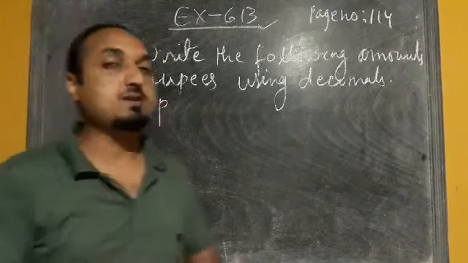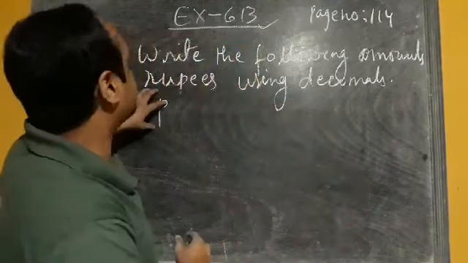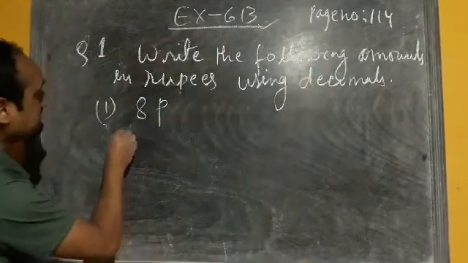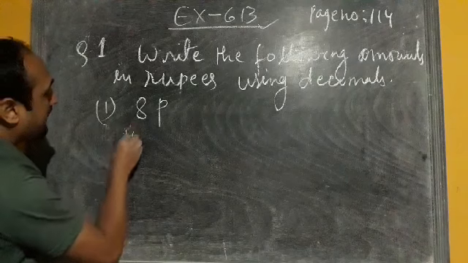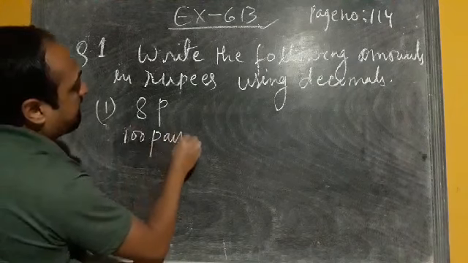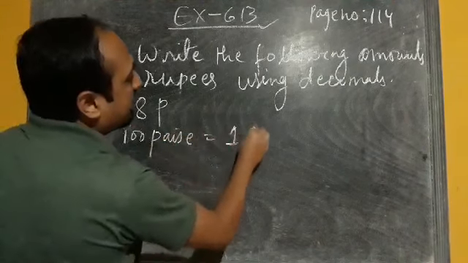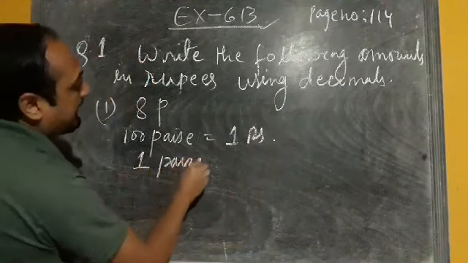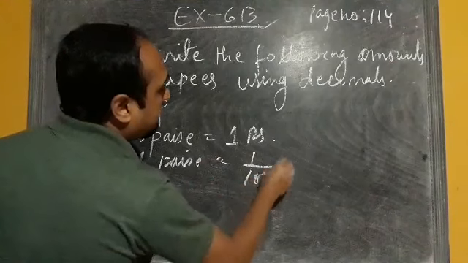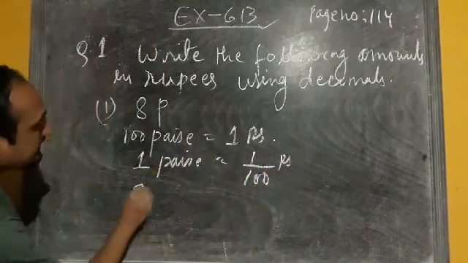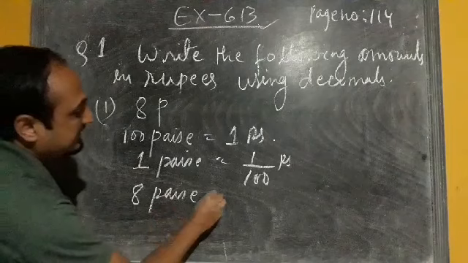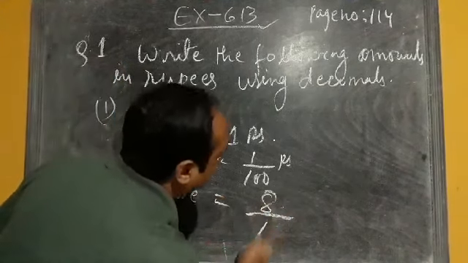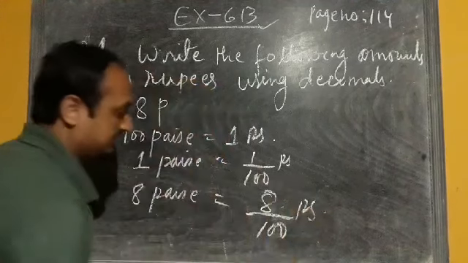8p. 8p means 8 paise. Now we have to convert this paise into rupees. Okay. So we know that 100 paise equals 1 rupee. So 1 paise equals 1 by 100 rupees. Now 8 paise can be written as 8 by 100 rupees.